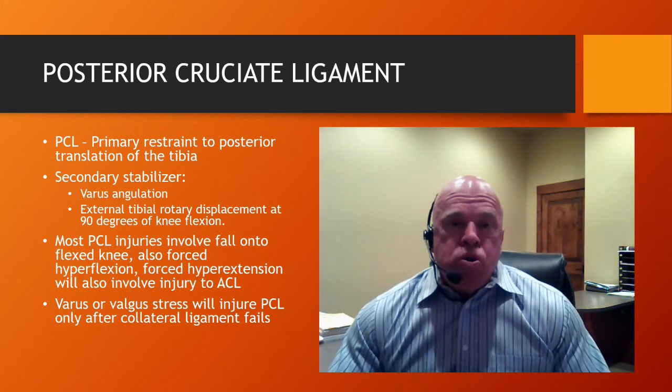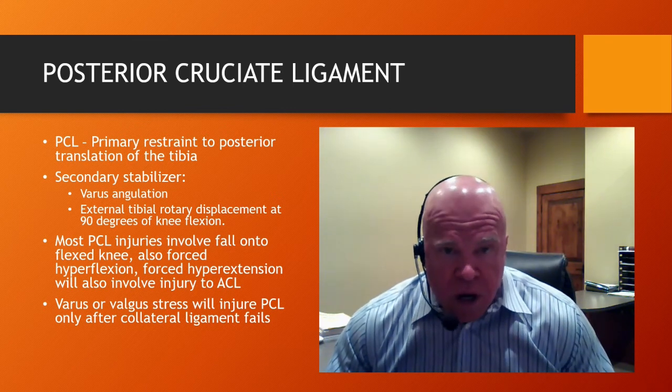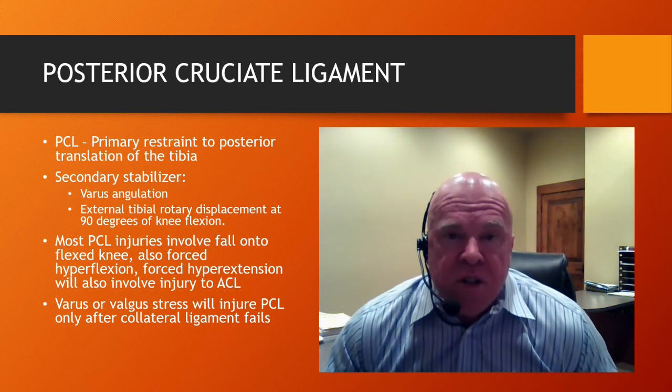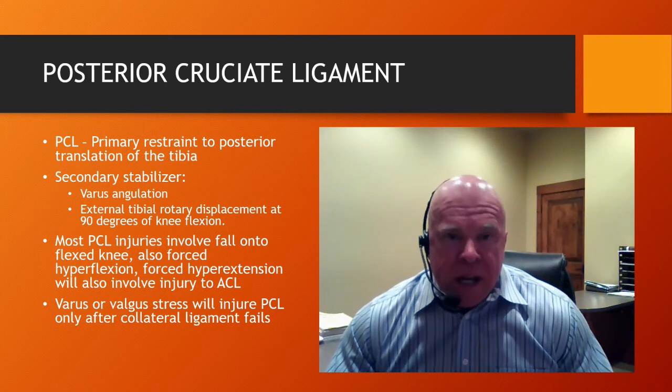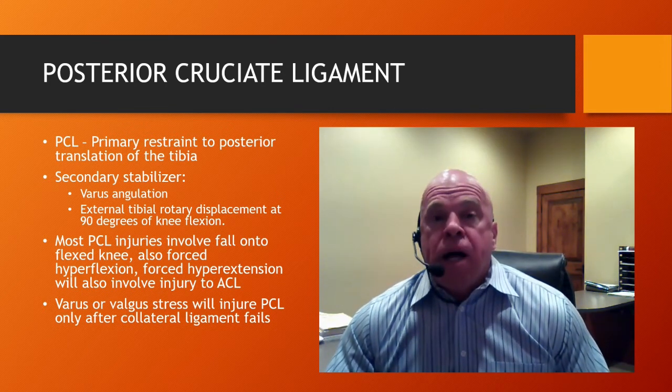So most posterior cruciate ligament injuries that we're going to encounter in the workers' compensation setting are going to involve circumstances where the examinee falls onto a flexed knee.